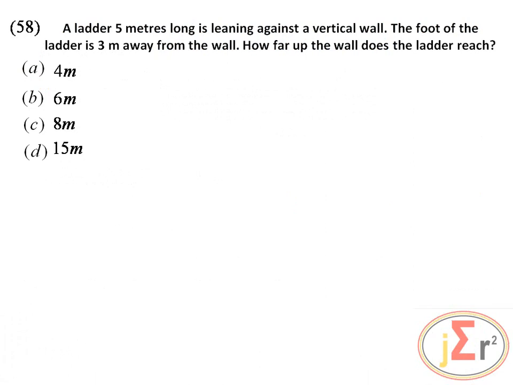A ladder 5 meters long is leaning against a vertical wall. The foot of the ladder is 3 meters away from the wall. How far up the wall does the ladder reach? A ladder 5 meters long. There we have the ladder 5 meters long. And what do we know? Is leaning against a vertical wall. There we have the vertical wall against which the ladder is leaning.